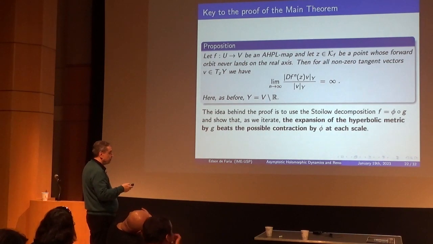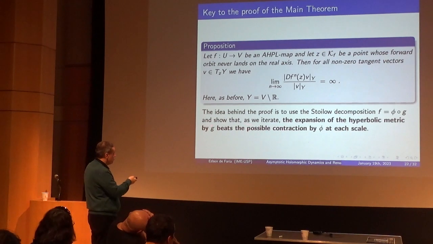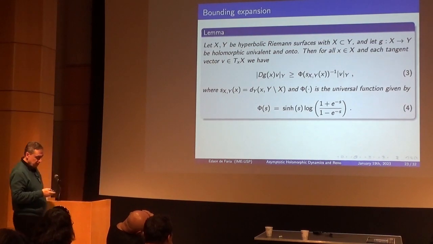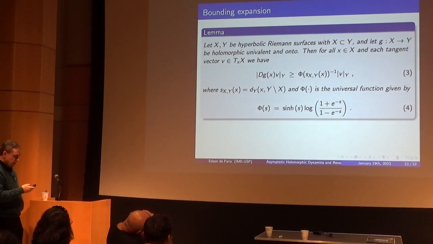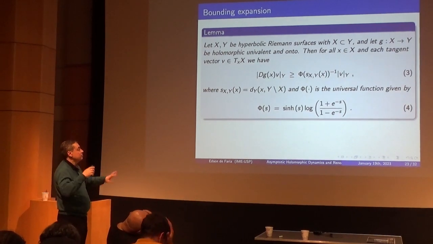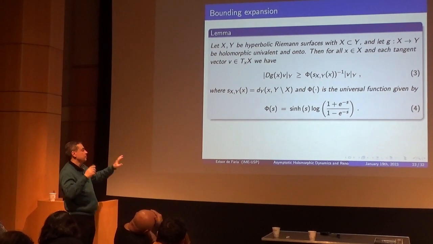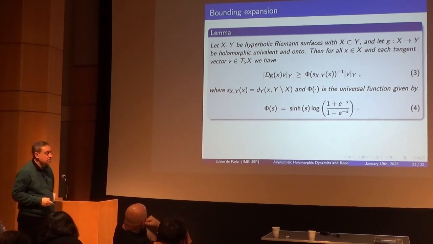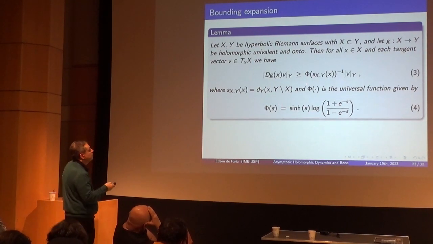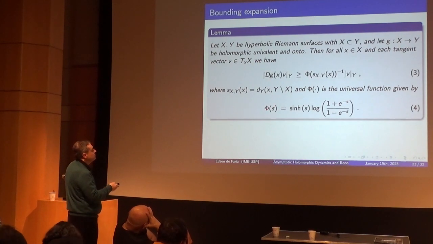So we use the Stoy law of decomposition, like I said. And again, we need to show that the expansion you get from G beats the possible contraction by phi at every scale. So here's a lemma. I had to combine a couple of results that McMullen has in his two books about complex dynamics. He never states this formula explicitly, but I was able to calculate it.